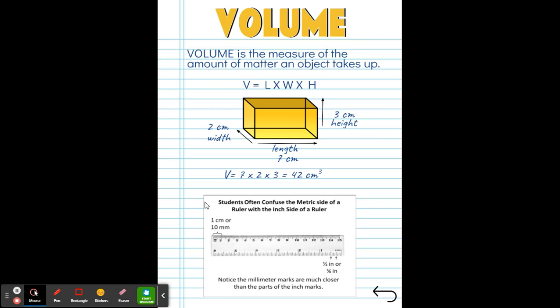And then it says students often confuse the metric side of a ruler with the inch side of a ruler. So here you have 1 centimeter, which is the same as 10 millimeters. And then here you have half an inch or 3/4 of an inch. Notice that the millimeter marks are much closer than the inch marks.